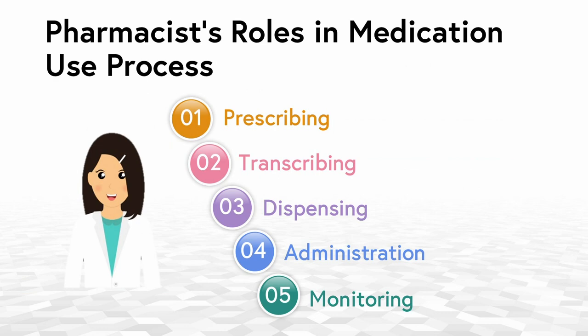Pharmacist's role in the medication use process. The role of pharmacists is to lead the influence, the safety and the quality of all aspects of the medication use process. This means that pharmacists should be involved in controlling or influencing any steps of the medication use process that can impact patient health outcomes or costs. Therefore, pharmacists have important direct or indirect roles in prescribing, transcribing, dispensing, administration, and monitoring.